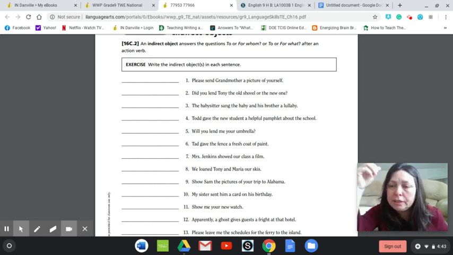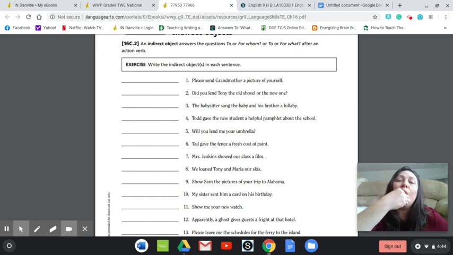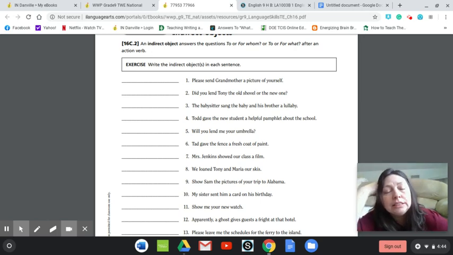Please send grandmother a picture of yourself. So we find the verb, send. Send what? Picture. So if I was asking you for the direct object, that would be picture. Send to whom? Grandmother. So grandmother is the indirect object there. Did you lend Tony the old shovel or the new one? Lend to whom? Tony. I lent it to Tony. Lend what? The shovel. That would be the direct object.